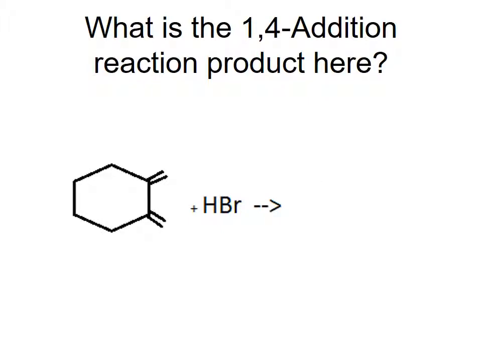What is the 1,4 addition product? Well, if the hydrogen adds here, the double bond will be between where the double bonds used to be, and then the bromide will be at the end of the other double bond. That's 1,4 addition.